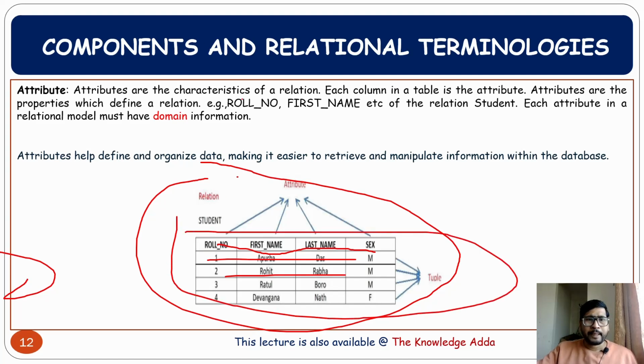So attributes are characteristics of a relation. Each column in a table is an attribute. Here you can see four attributes: roll number is an attribute, first name is an attribute, last name is an attribute, and sex is also an attribute. So attributes are the properties which define a relation.